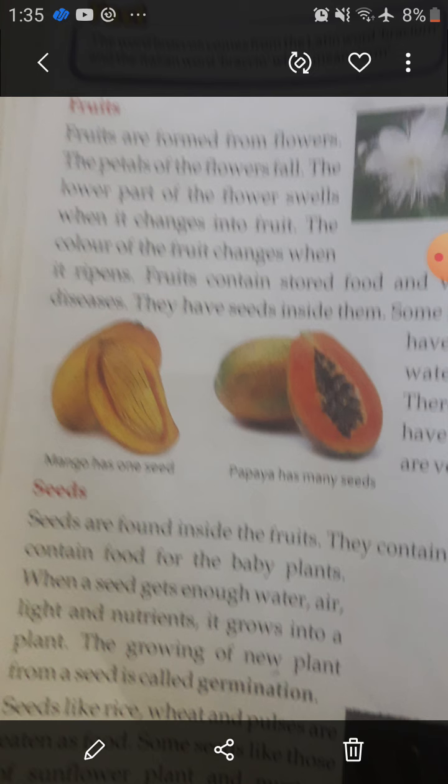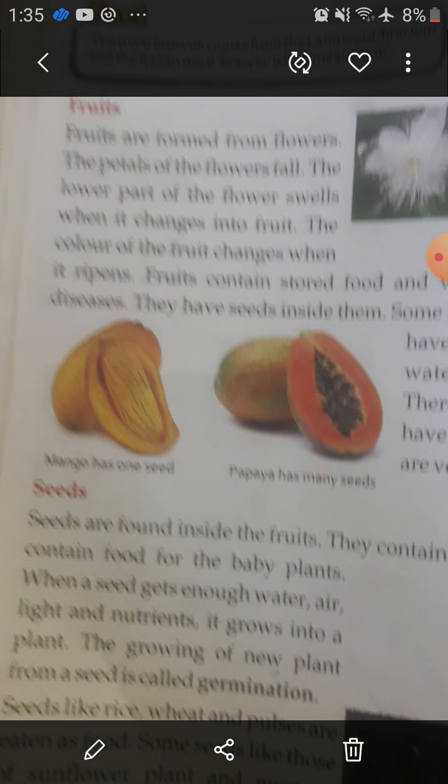Seeds like rice, wheat and pulses are eaten as food, and some seeds like those of the sunflower plant and the mustard plant are processed to obtain oil. Okay, from some seeds we get oil also.